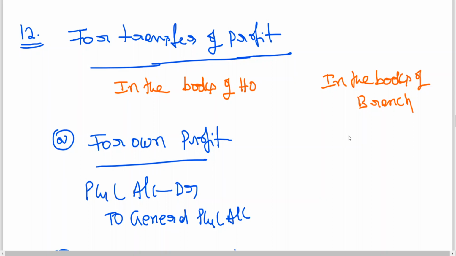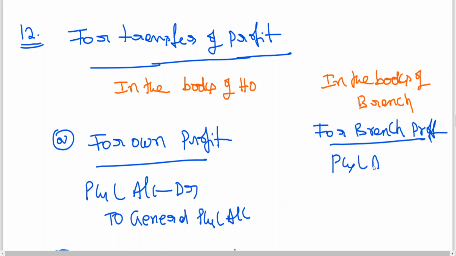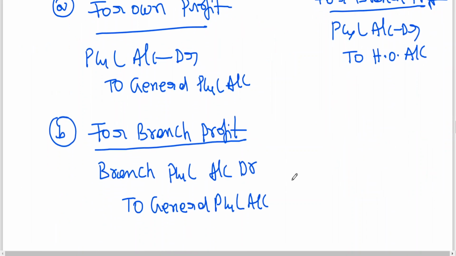When you prepare the final accounts of the business, your head office is like a capital account. The entry will be for branch profit only: P&L account at R2 head office. P&L account at R2 head office. Okay, so I hope this has given you clarity of thought. We move on to one problem.